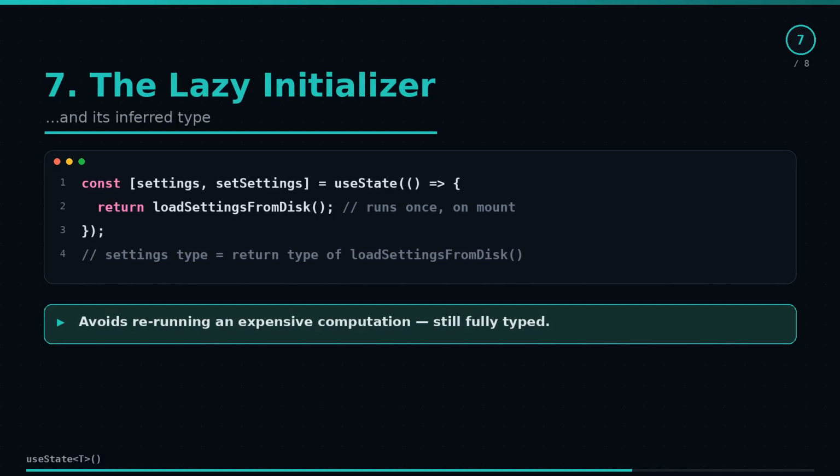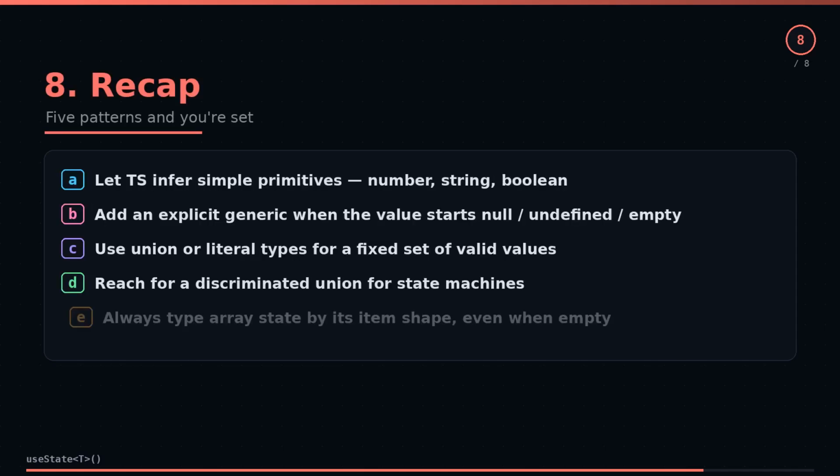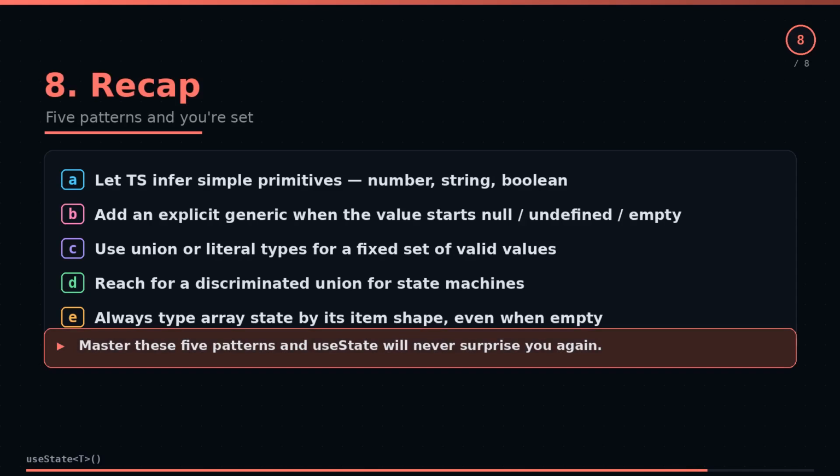7. The lazy initializer and its type. One more pattern worth knowing. If your initial state is expensive to compute, pass a function instead of a value. TypeScript infers the state type from whatever that function returns. const [settings, setSettings] = useState(() => loadSettingsFromDisk()). It runs once on mount. Settings' type equals the return type of loadSettingsFromDisk. This avoids rerunning an expensive computation on every render, and you still get full type safety for free, straight from the function's return type.